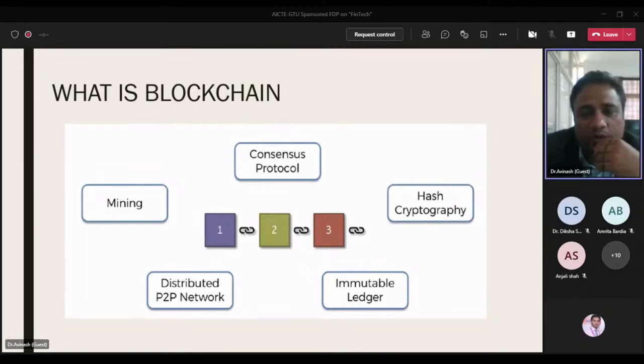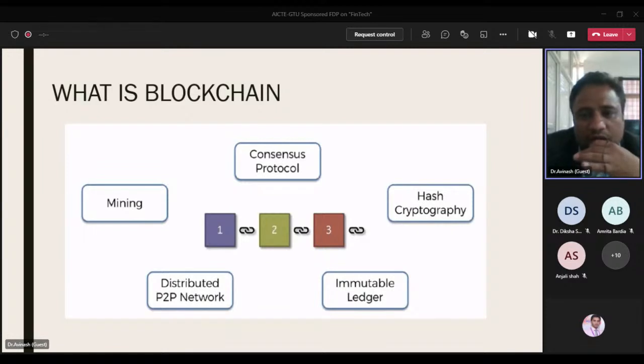Mining means a particular algorithm which connects the authentic blocks together. Consensus protocol means the different protocol mechanisms through which we can mine the blocks. That is based on proof of work, or proof of stake, so there are various types of consensus protocol that may exist. Then there is hash cryptography, and the immutable ledger.